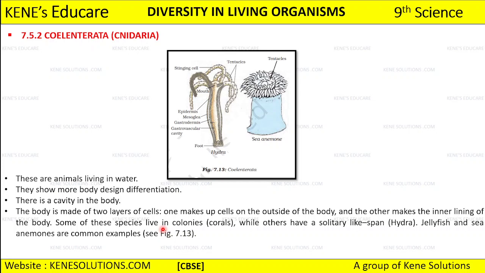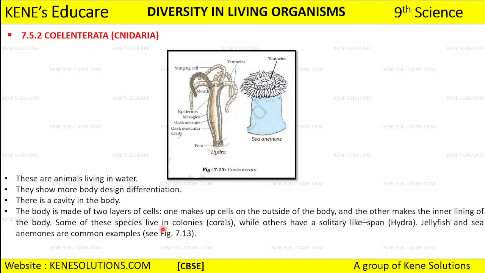Then the second phylum of this kingdom Animalia is phylum Coelenterata, which is also called Cnidaria. So you should not get confused if they ask you about Cnidaria or Coelenterata. It is one and the same thing. The animals which come under phylum Coelenterata are living in water. Now, the first one, Porifera, the organisms with holes, are marine animals, right? The animals under Coelenterata are going to be living in water.